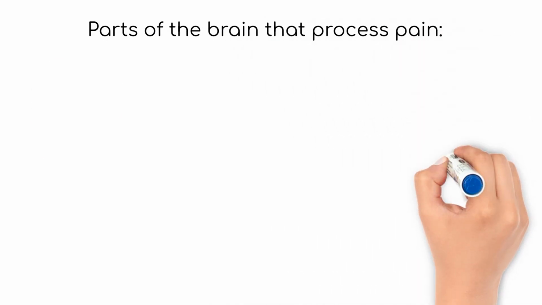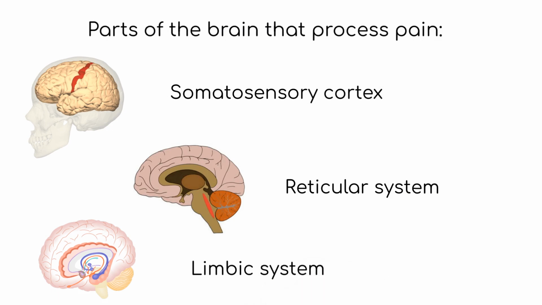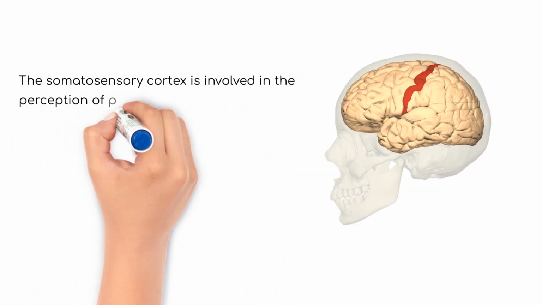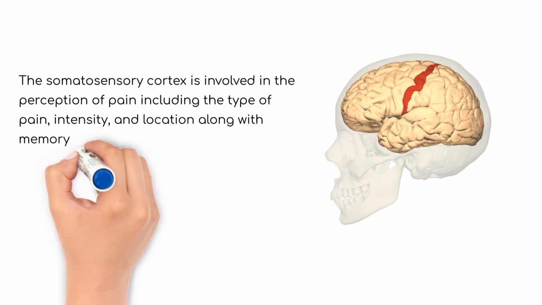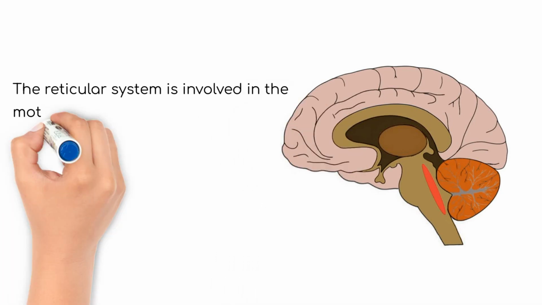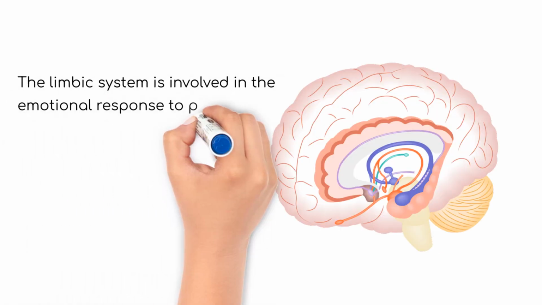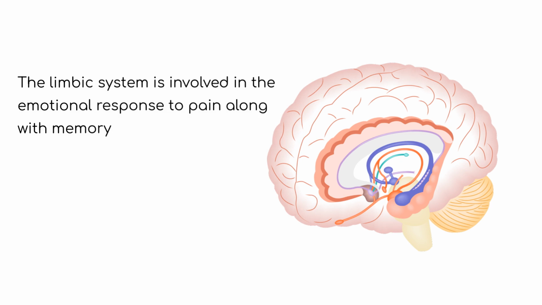Parts of the brain that process pain include the somatosensory cortex, reticular and limbic systems. The somatosensory cortex is involved in the perception of pain, including the type of pain, intensity, and location, along with memory. The reticular system is involved in the motor response to pain, such as pulling away from a hot object. The limbic system is involved in the emotional response to pain, along with memory.